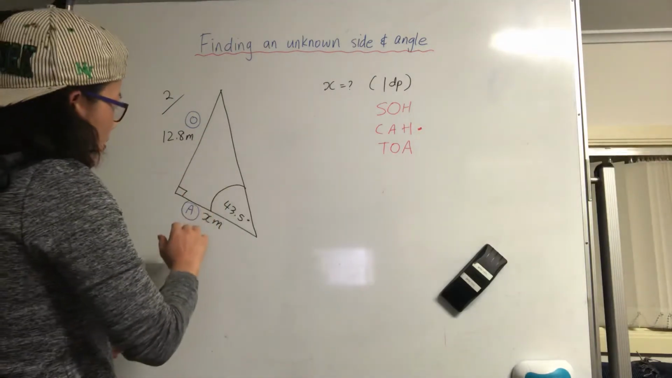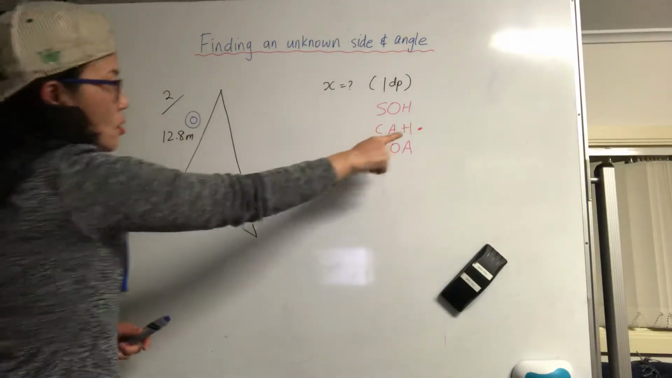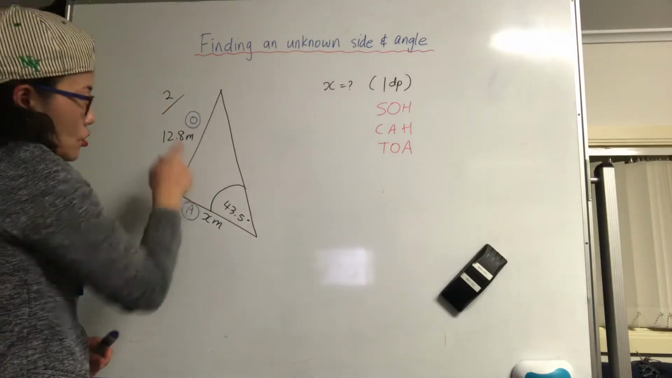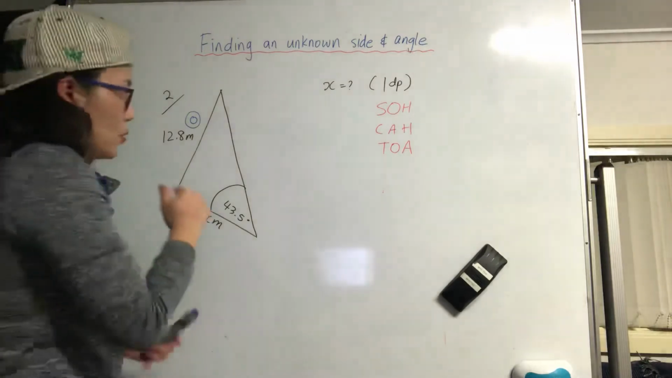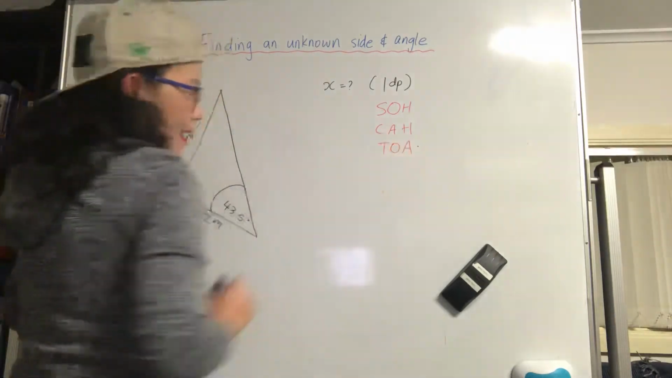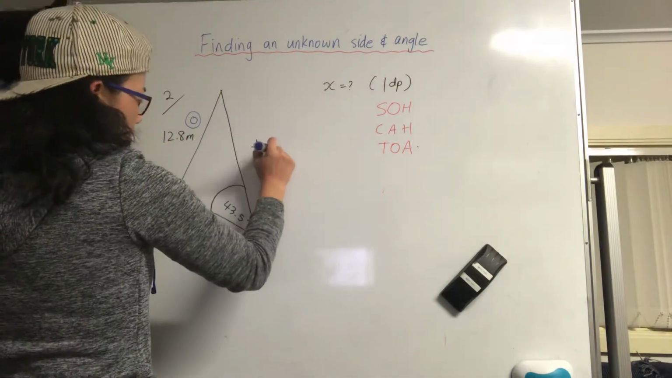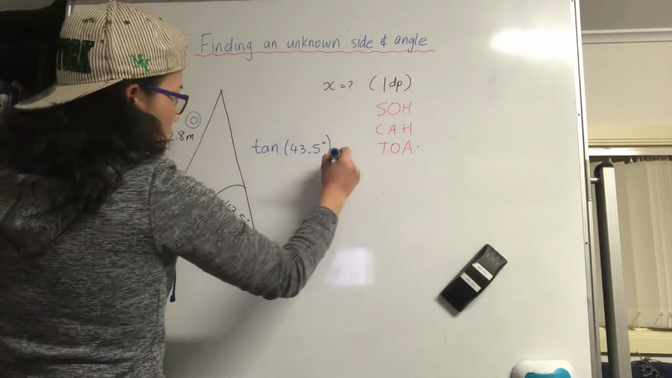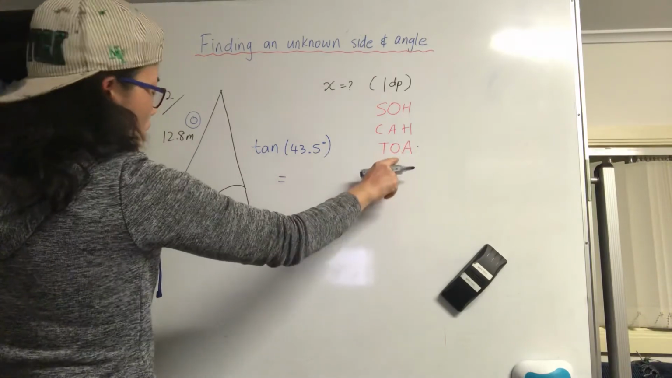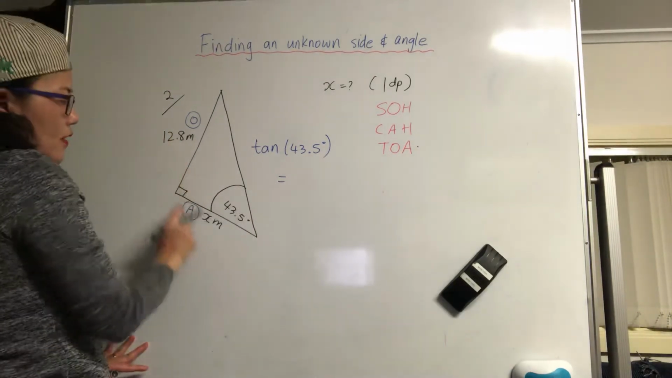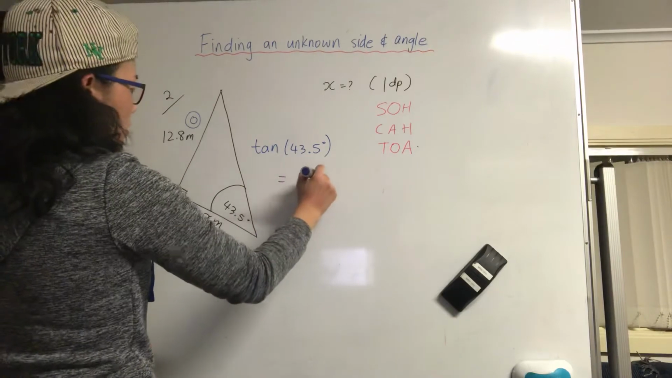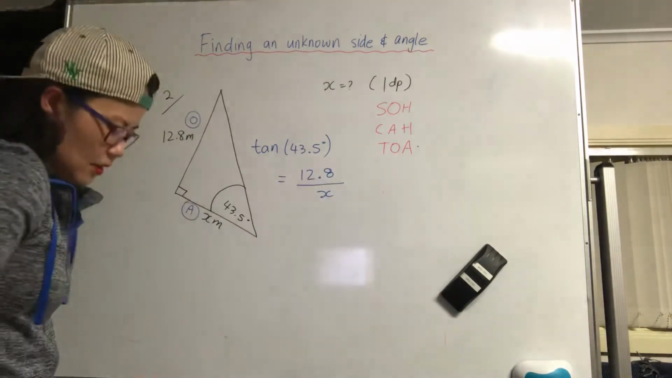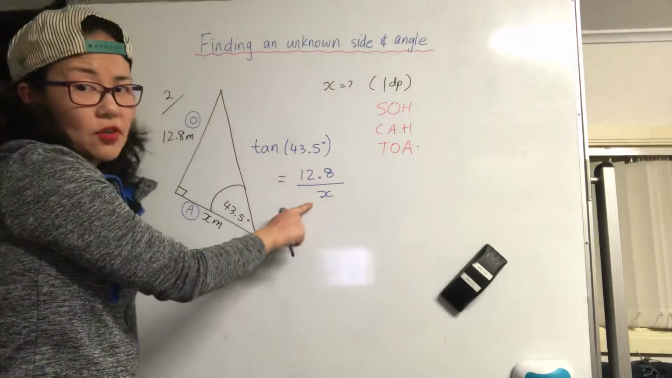So what am I going to do now? I'm going to check my SOHCAHTOA, which one actually has O and A, or A and O. So that will be my tan. So I'm going to go tan 43.5 degrees equals O over A. O over A, which is 12.8 divided by x. Now, unknown x is on the bottom.